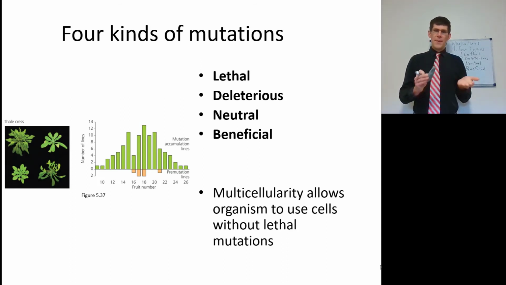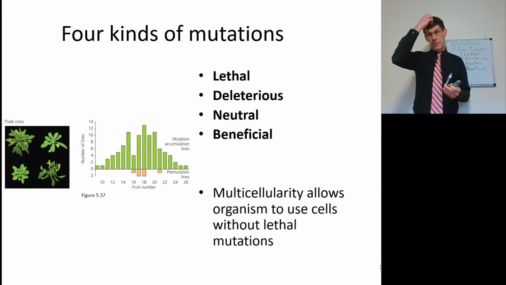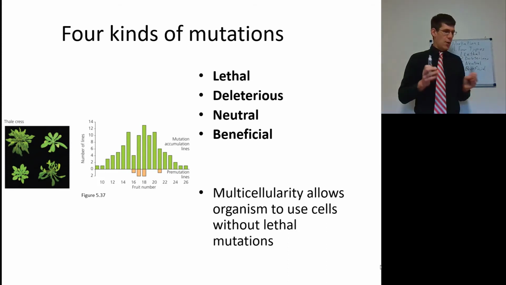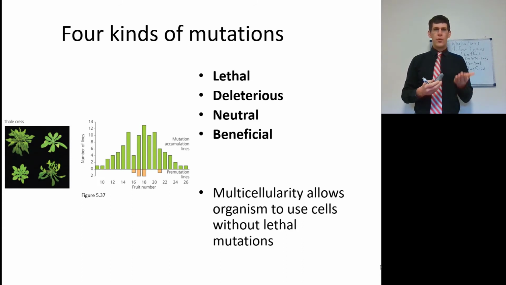All right, so a benefit of multicellularity I kind of glossed over here is the organism can use cells without lethal mutations. So let's say that the Arabidopsis line here is going to be exposed to a mutagen, and one of the cells gets a lethal mutation. That cell's dead. Okay, you lost a cell. Moving on, oh no! But anyway, it doesn't matter if you lose a single cell if you're a multicellular organism. A multicellular organism allows that organism to essentially get a lot of cells that get the lethal mutations and never worry about the total consequences of that, and only really deal with the deleterious, neutral, or beneficial mutations.